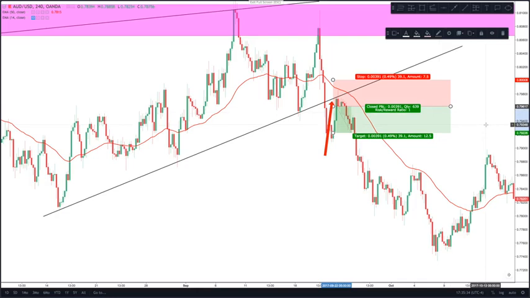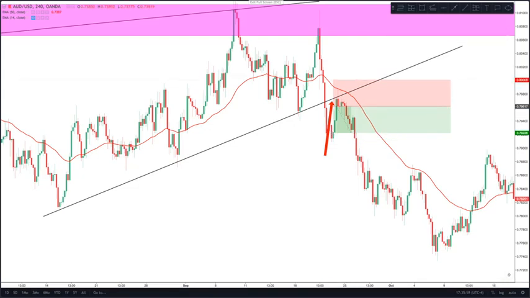The pros of this kind of entry are that you get in at the best price and you can put a tight stop loss in. Again, you put the stop loss above the 50 EMA and not too tight either because you don't want to choke the trade. So there are many ways you can manage a position like this.